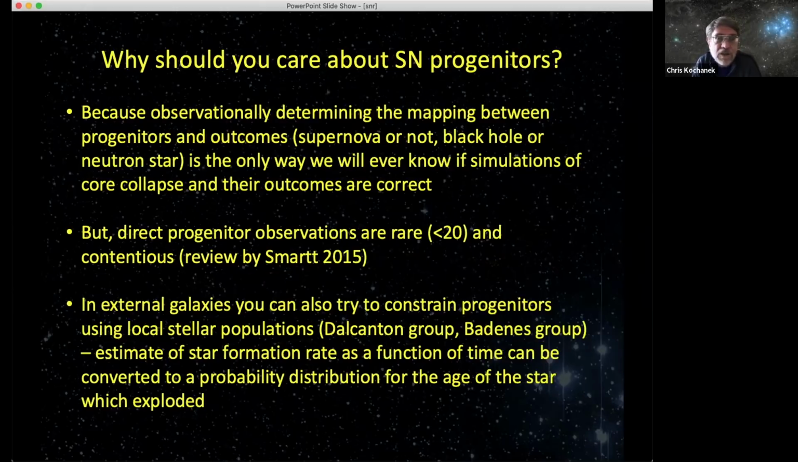The only way to be certain is to experimentally do the mapping between progenitor stars and outcomes. That's the only way we'll really know whether simulations are getting the right answers or not. And so an important way of doing this is to look for the progenitors of supernovae. This has basically been done in external galaxies by direct observations. It's a tough road. There are fewer than 20 done, because it depends on having archival Hubble data of the site of the explosion.